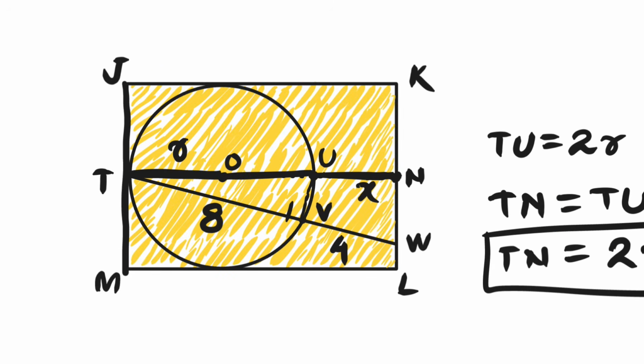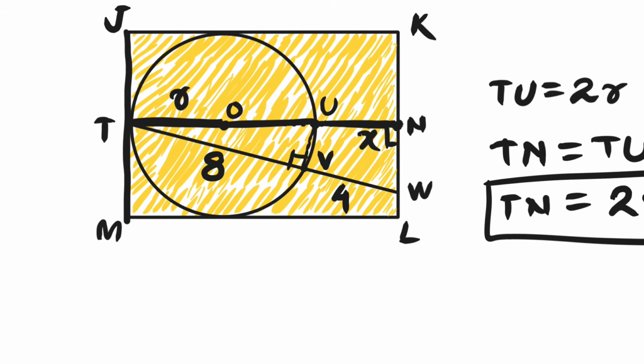Now look at the other triangle. Since TN is horizontal and the right side of the rectangle is vertical, these two lines are perpendicular. Therefore, angle TNW also equals 90 degrees. So we now have 2 triangles that contain right angles. The first triangle is triangle TVU, and the second triangle is triangle TWN.